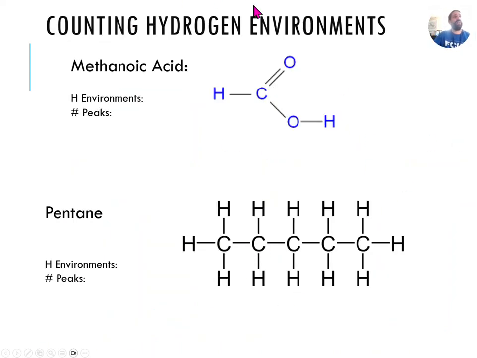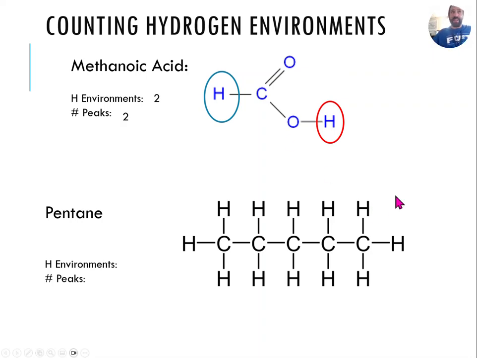All right, so when we count hydrogen environments, you just have to look at the hydrogen atoms and see how they are bonded. They have to be bonded exactly the same as other hydrogen atoms to be in the same environment. So if we look at methanoic acid, there are two hydrogens. One of them is bonded to oxygen and the other is bonded to carbon. Since they're not bonded identically, each hydrogen atom is in its own environment, giving us two, which means in the NMR spectrum of methanoic acid, we'll see two peaks.